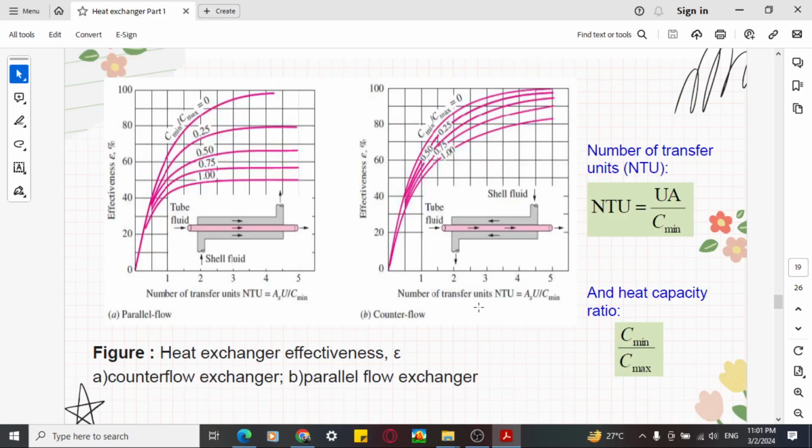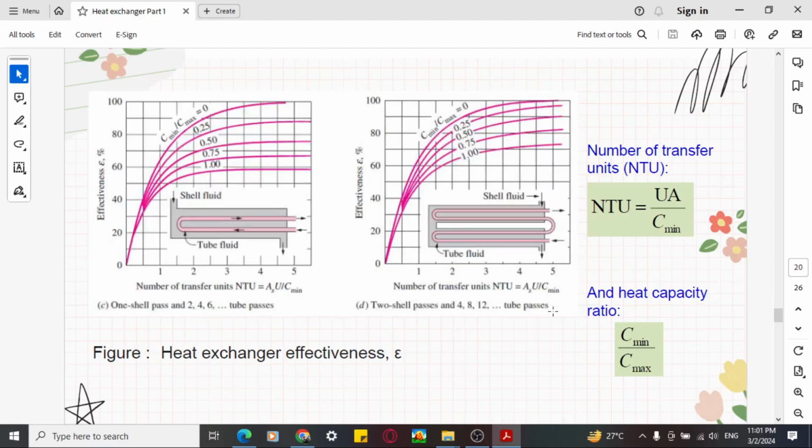Because I want to find two tube passes, four shell. Two tube passes, four shell. These things you need to know; you will use them later actually. So for this graph, I already know I need to find effectiveness. Yes, I need to find effectiveness.